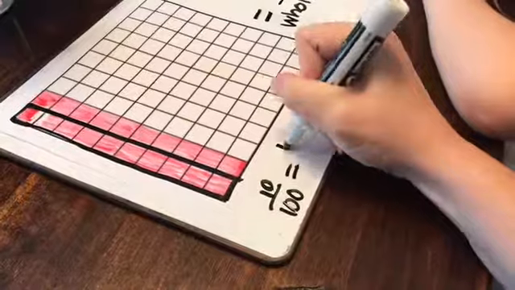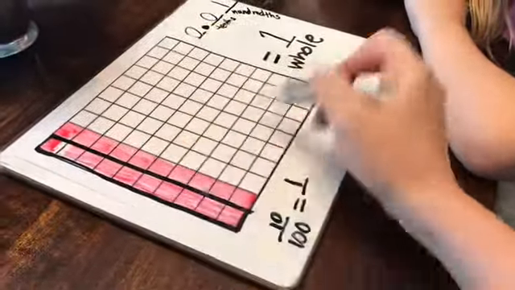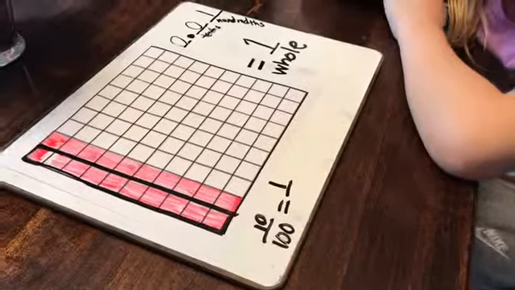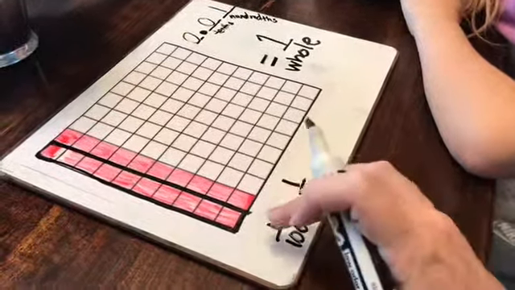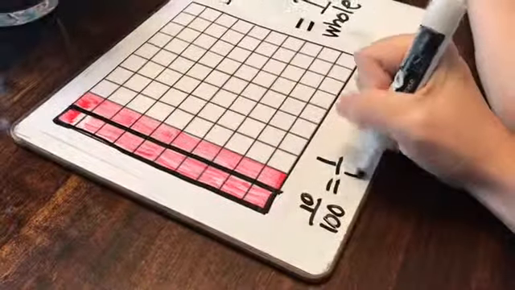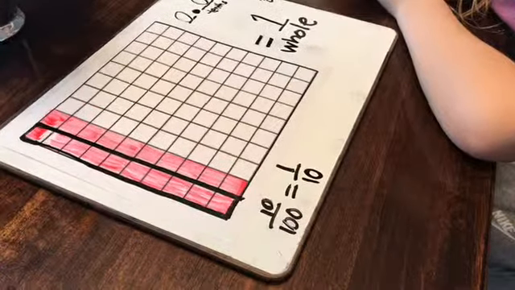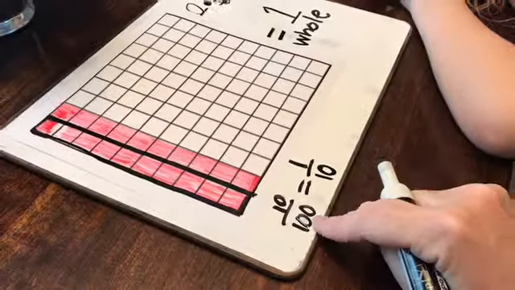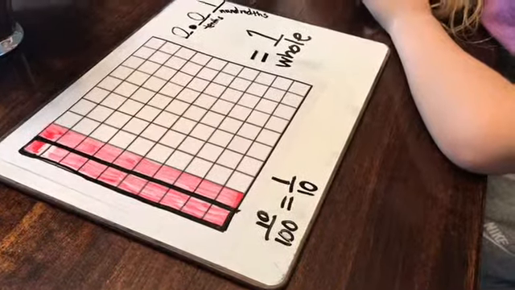But it's also 1 out of how many of this size piece to make the whole? 100. How many of this long slice? 10. So it's also 1 tenth. Did you know that? 10 hundredths is the same as 1/10. Isn't that crazy?